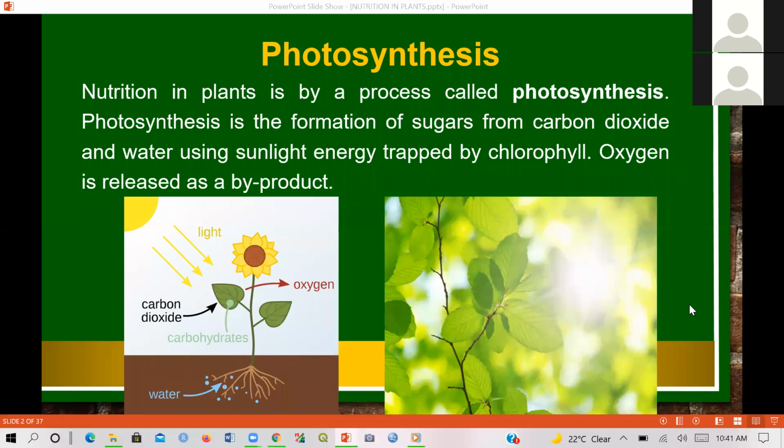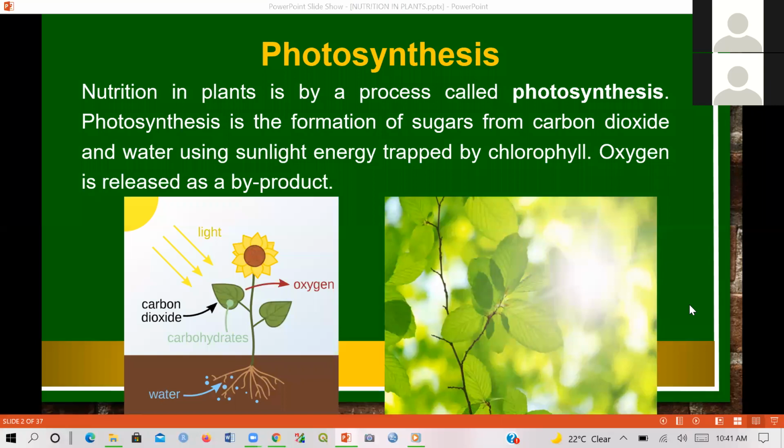So it means here, we are going to make sugars or food from carbon dioxide and water using sunlight energy trapped by chlorophyll. And also oxygen will be released as a byproduct. So from that definition, we have two raw materials and we also have two products. And we have some conditions that must be met there.